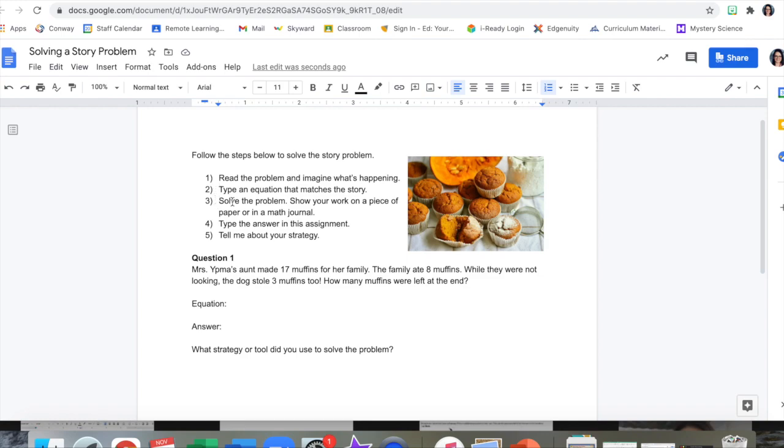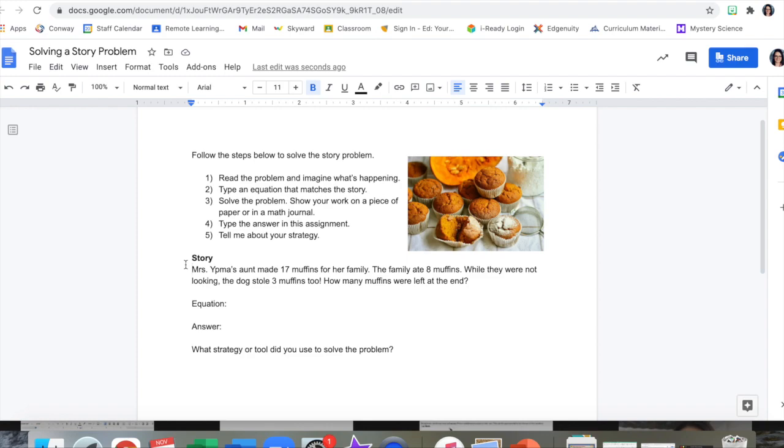Step 3 is solve the problem. You might need to show your work on a piece of scratch paper or in a math journal. Step 4 is to type the answer in this assignment. And step 5 is to tell me about the strategy you used. So, here's the story, one more time.